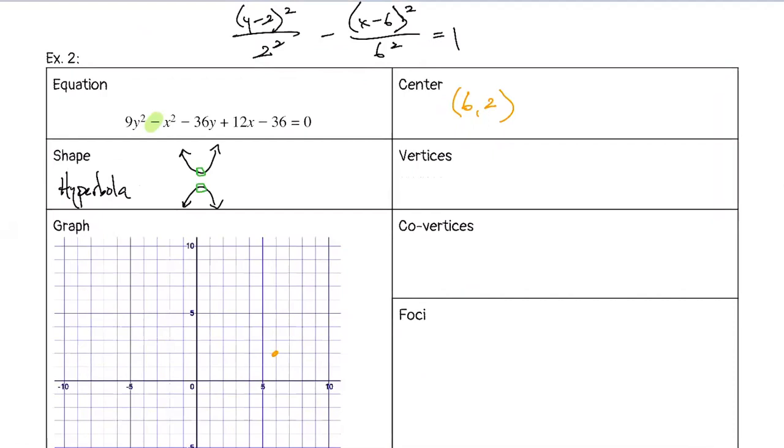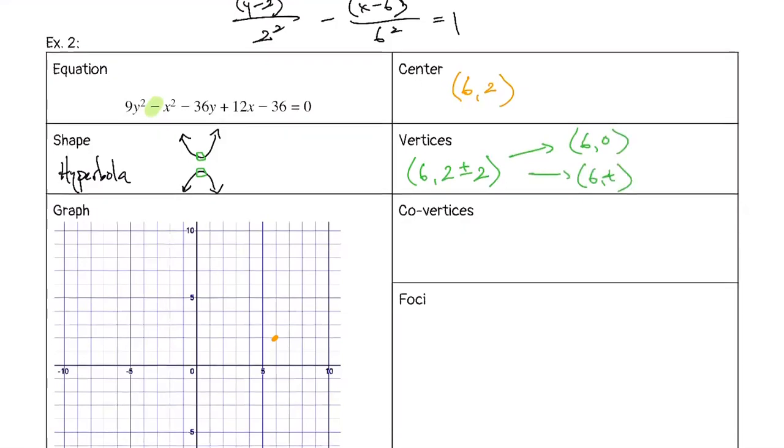All right. So to find my vertices, I'm going to take the number under y, and I'm going to add that to the y value of the center. So that's going to give me 6, 2 plus or minus 2, or 6, 0, and 6, 4. And I'm going to go ahead and put those on the graph as well. 6, 4, 6, 0.